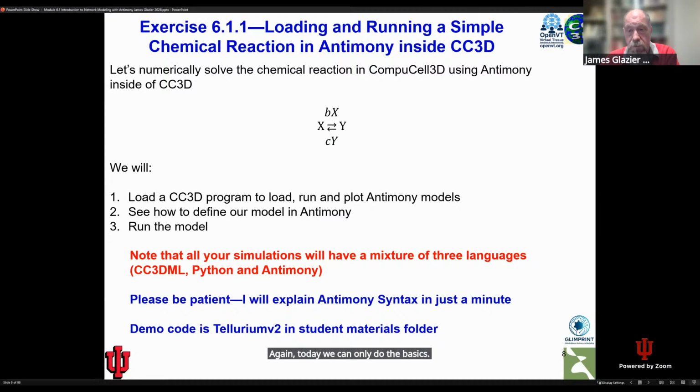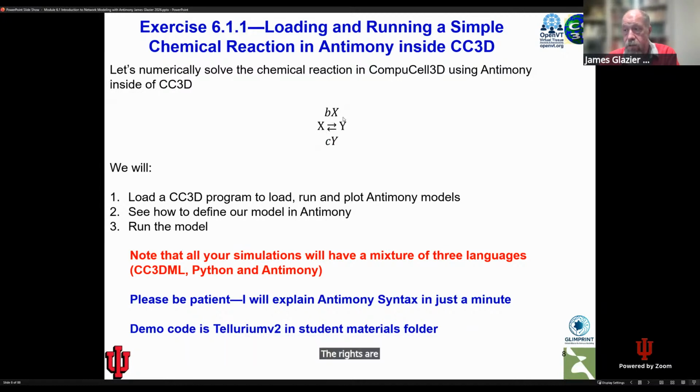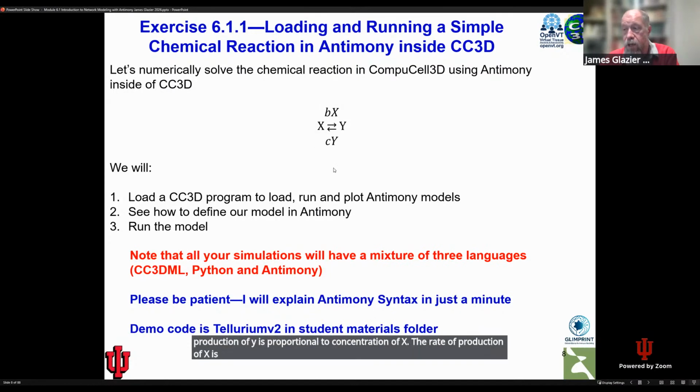So to begin with, I would like to start out by loading and running a model. We're going to start with the most simple possible chemical reaction. X goes to Y, Y goes back to X. The rates are called mass action. The rate of production of Y is proportional to the concentration of X. The rate of production of X is proportional to the concentration of Y.